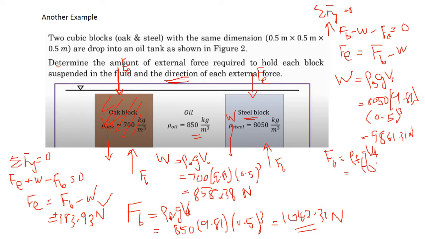1042. Okay, good. Okay, now you find your FE sama dengan berapa your FD then? Wait. 1042 tu minus dengan wait. Okay, and then the value is... sekejap. FB. 1042 minus 9861, which is negative lah.